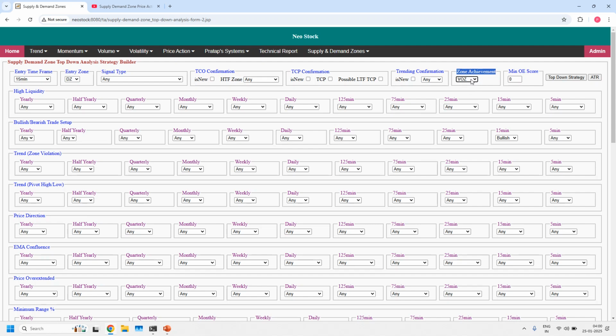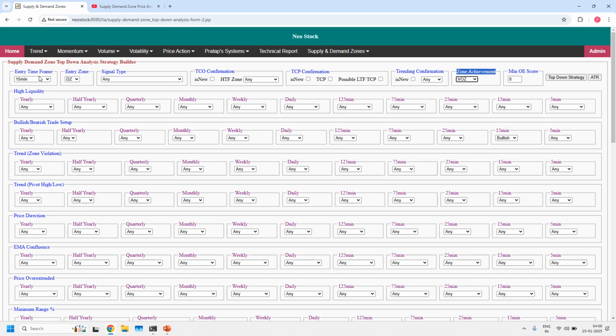You are telling the software, what you are telling? My zone should be violated opposing zone. That zone achievement should be there. Otherwise, I don't want the stocks. But you have demand zones and supply zones both. To which zone this filter should be applied?